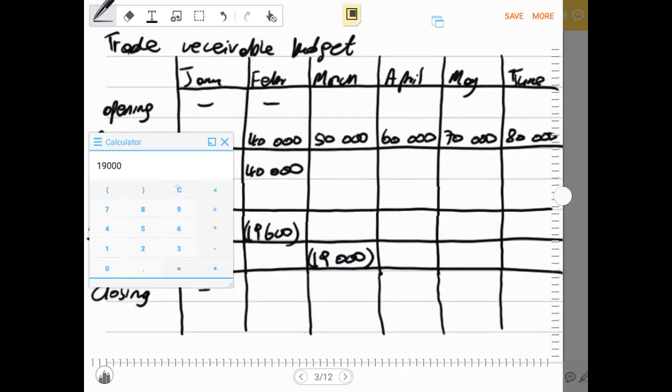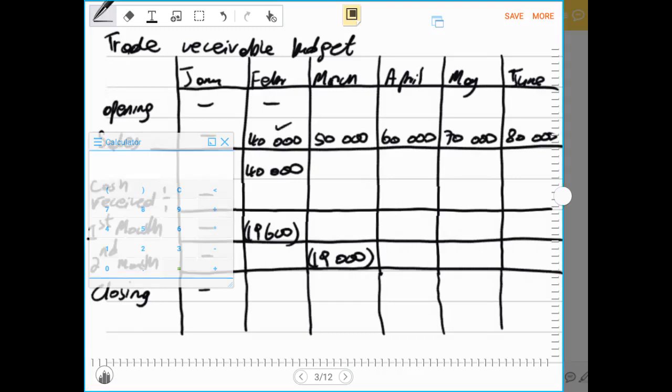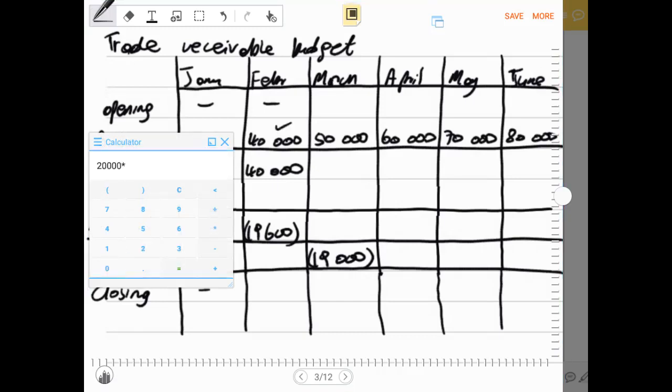Remember, those who pay us in the first month is half, and our sales were 40,000. So half of 40,000 will be 20,000, and those customers will get a discount of 2%. If you want, you can say times by 2 over 100. Then you get 400. Then you say 20,000 less 400. But that is a long way for a second year student. Then you get 19,600. Then after you say another half is 20,000, you say times by 95 over 100, and I've shown you that it is 19,000.